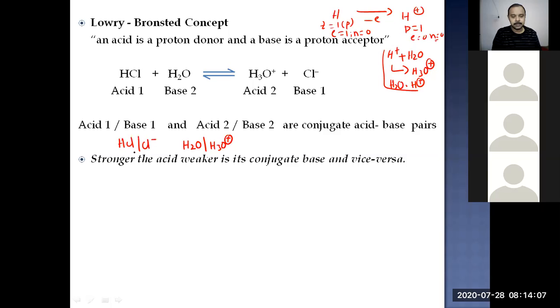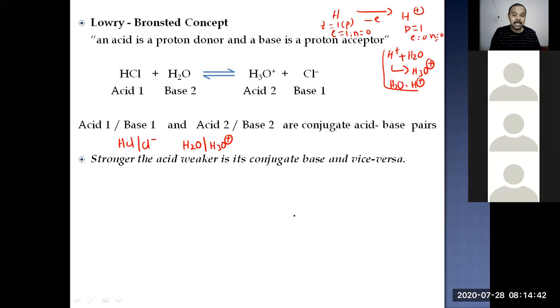But what is the relation between them? HCl is a conjugate acid of Cl minus. Cl minus is a conjugate base of HCl. So H2O is a conjugate base of hydronium ion. Hydronium ion is a conjugate acid of water. So there is one secret in conjugate acid base pairs that we should always know. What is that? Stronger the acid, weaker is its conjugate base, and vice versa. Stronger the acid, weaker is its conjugate base.